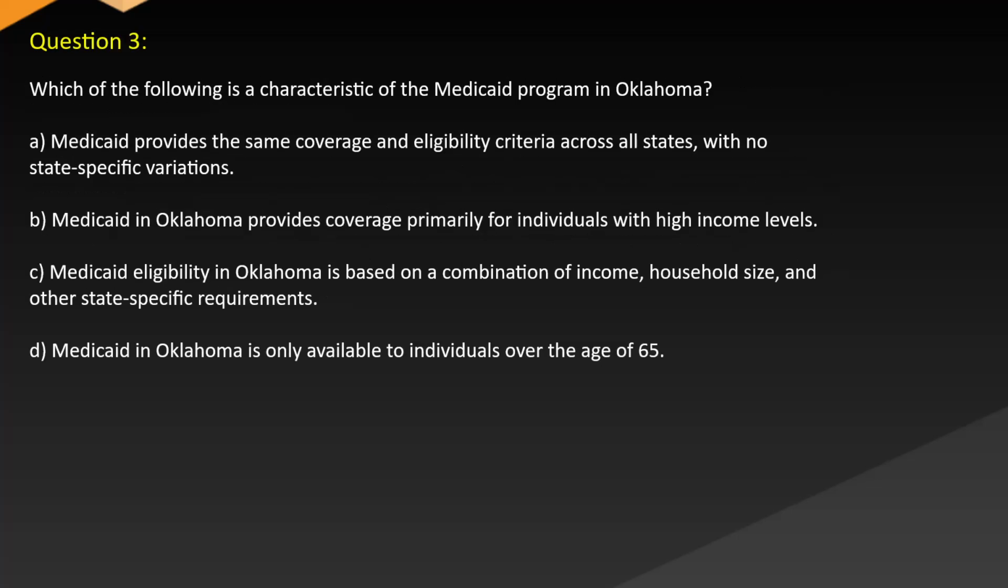Question 3. Which of the following is a characteristic of the Medicaid program in Oklahoma? A. Medicaid provides the same coverage and eligibility criteria across all states with no state-specific variations. B. Medicaid in Oklahoma provides coverage primarily for individuals with high income levels. C. Medicaid eligibility in Oklahoma is based on a combination of income, household size, and other state-specific requirements. D. Medicaid in Oklahoma is only available to individuals over the age of 65.